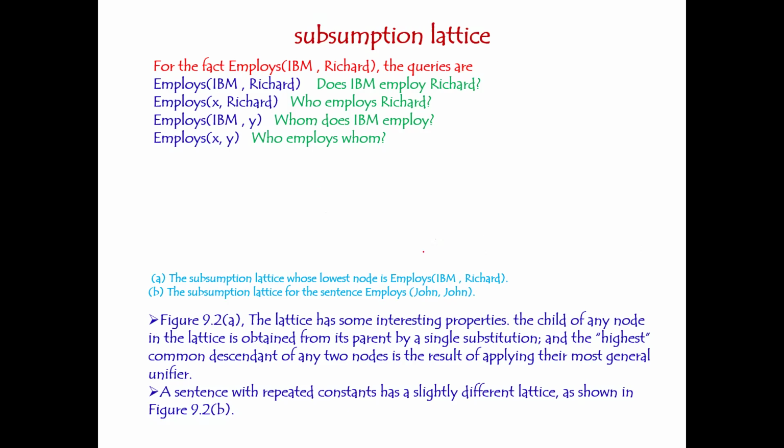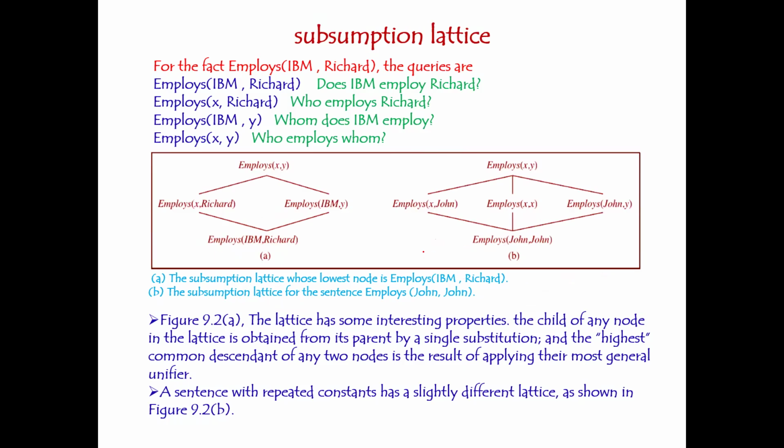How does the solution graph look? Let us see the first case, employees of X comma Y. Related to this, in place of X, I have this statement in the knowledge base, employees of X comma Richard. Next, if I take the substitution for X, then I have one more statement like employees of IBM comma Y. For this question, who employs whom, we are trying to find the solution.